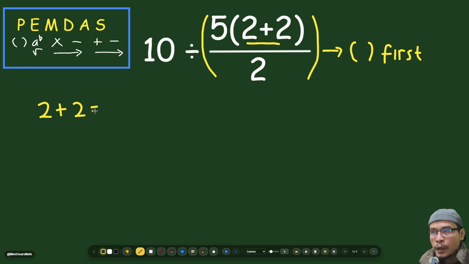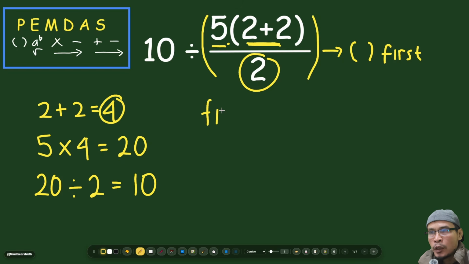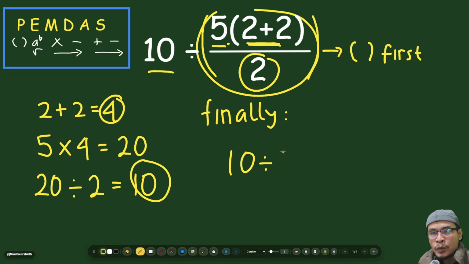Inside the top, 2 plus 2 is 4. 5 times 4 is 20. The bottom is simply 2, so the fraction is 20 over 2, which is 10. The whole problem collapses into 10 divided by 10. And the answer is 1.